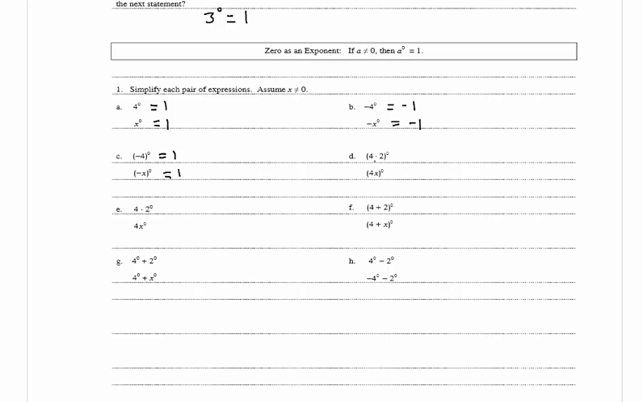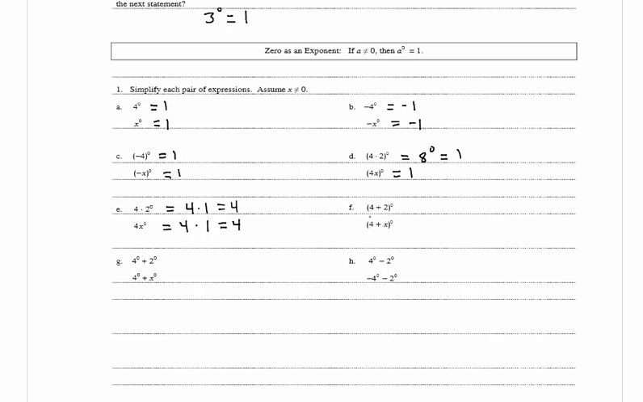In D, we have 4 times 2 raised to the 0 power. So we're going to take care of inside the parentheses first, and we can say that this is 8 to the 0 power. And 8 to the 0 power is equal to 1. And we have 4x to the 0 power, and that's equal to 1. In E, we have 4 times 2 to the 0, which is equal to 4 times 1, and that's equal to 4. With 4 times x to the 0, we have 4 times, and x to the 0 is equal to 1. So this is equal to 4.